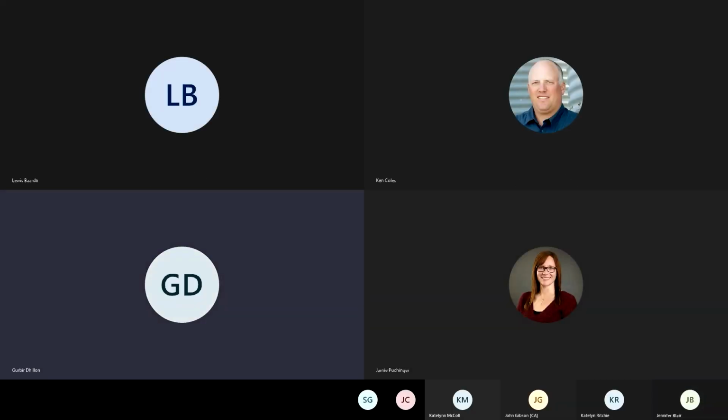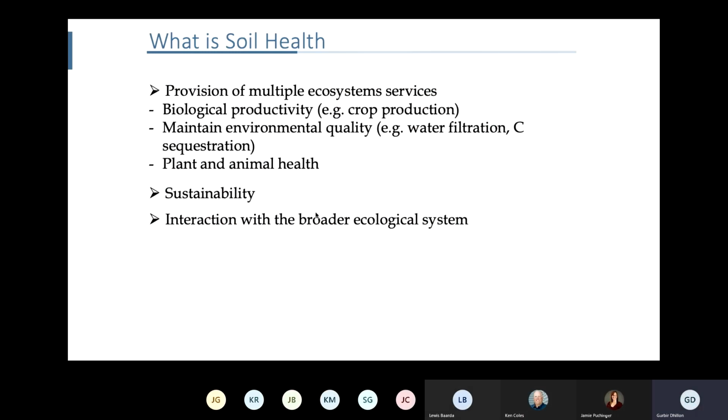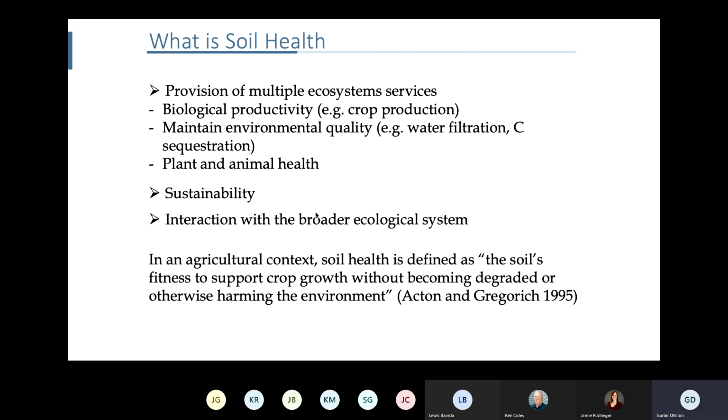Also, their interaction as a part of the broader ecological system has to be recognized, in that they interact with and affect other parts of systems such as the adjacent water bodies or the groundwater. So all of these functions, all of these variables have to be considered when defining soil health. However, in an agricultural context, a simple definition of soil health is that it's the fitness of soil to be able to support crop growth without becoming degraded or otherwise harming the environment.